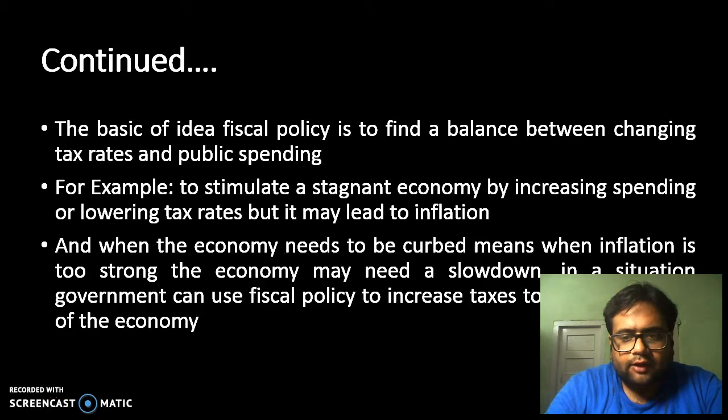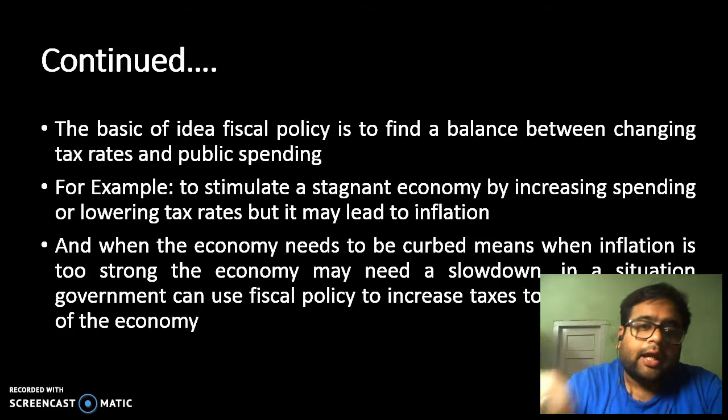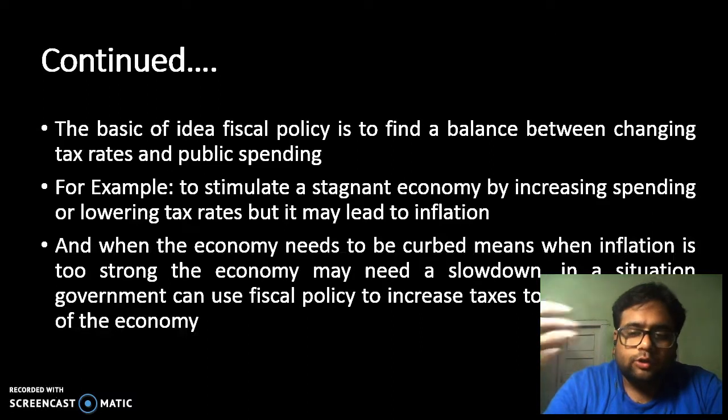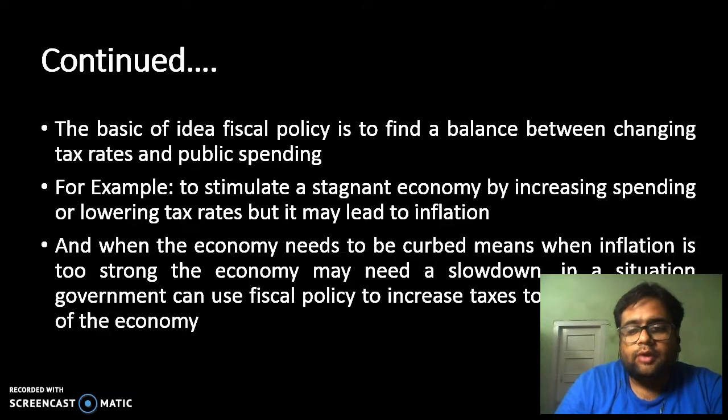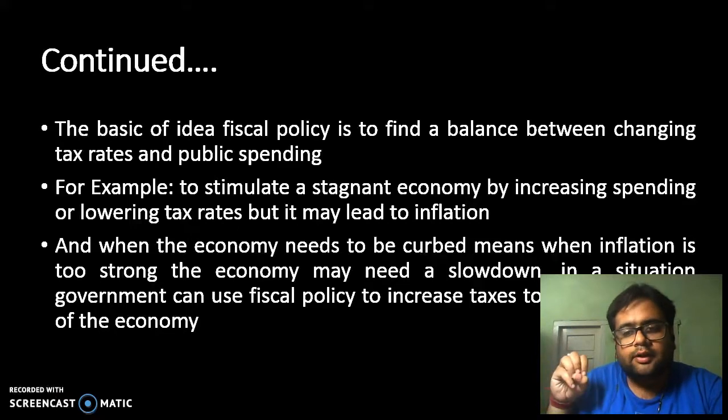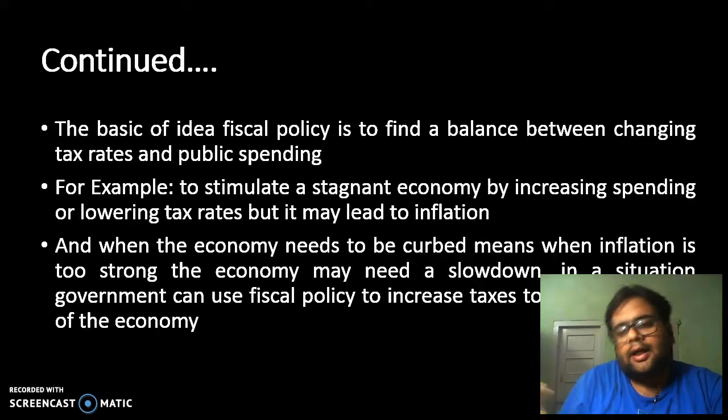So in this scenario, we can adjust the fiscal policy accordingly. If there is a stagnant economy, we reduce taxes. When the economy needs to slow down a little bit, what can the government do? In the previous situation, we decreased the taxes. In this situation, we will increase the taxes. So more money will be sucked out of the economy, and people will have less disposable income to spend. So the situation will be neutralized.